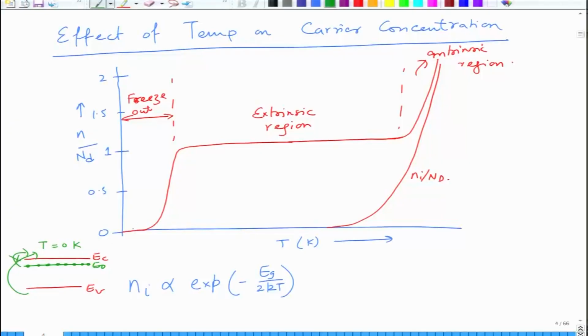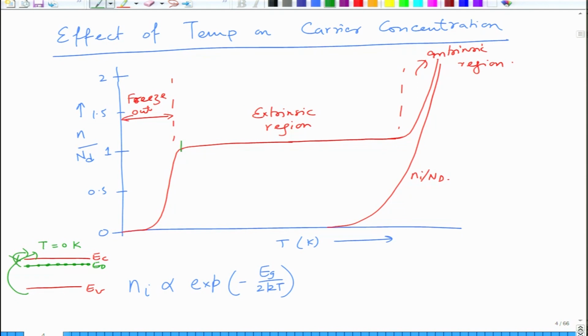As you slowly increase the temperature, because there is a certain energy that has to be crossed, the carrier concentration starts increasing only at a certain temperature, and it keeps increasing until your temperature is high enough so that all the carriers from donor levels are able to excite to the conduction band.